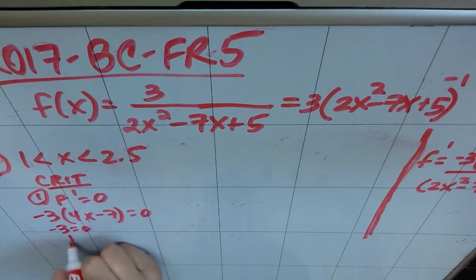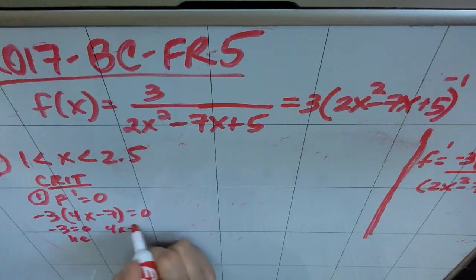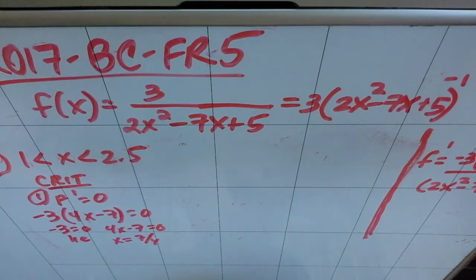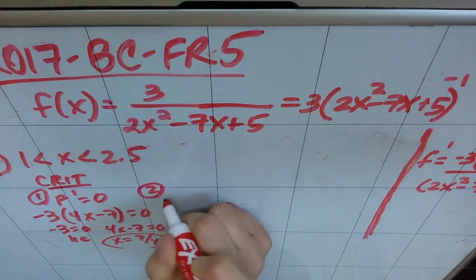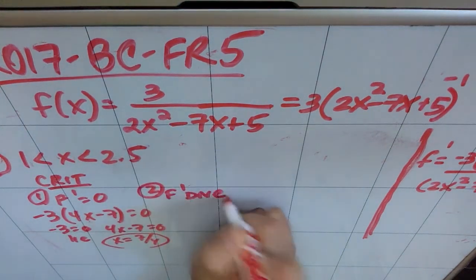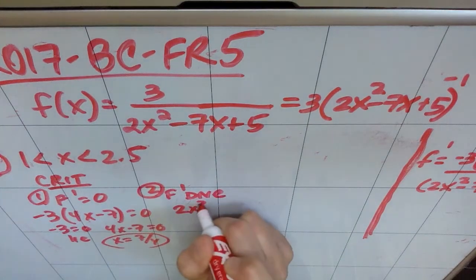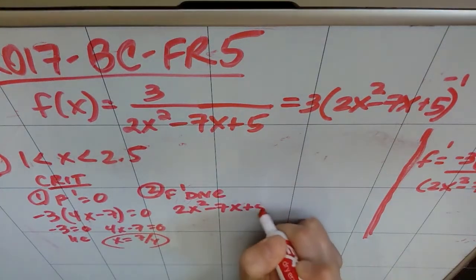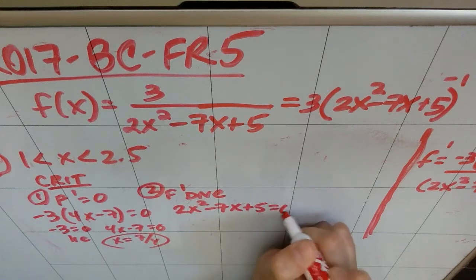Negative 3 equals 0 is a lie, so 4x minus 7 would be 0, which gives me x equals 7/4, and that is smaller than 2.5 because it's smaller than 2, so that's one critical point. The second kind of critical point are where f prime doesn't exist. Well, that's going to mean that the denominator, which is 2x squared minus 7x plus 5, all squared, equals 0.